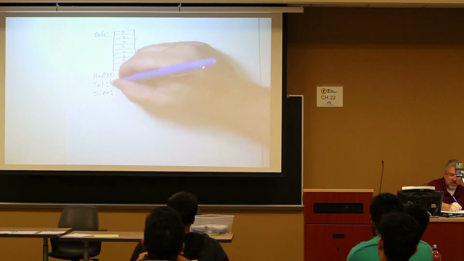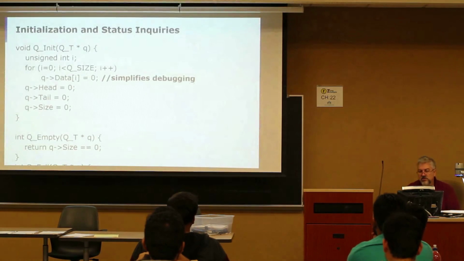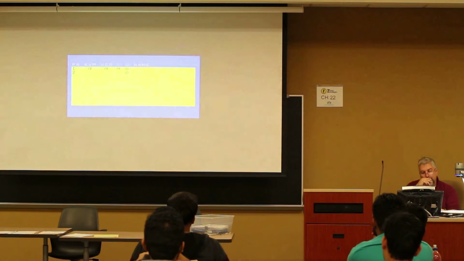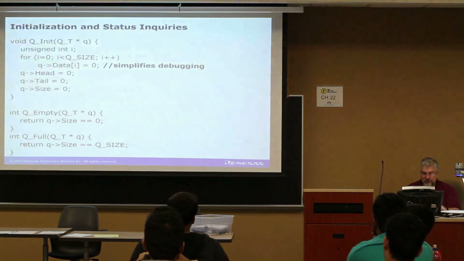Tail is 0, head is 0, size is 0. And that all makes sense, right? So let's look back at the code. Remember the empty and the full.